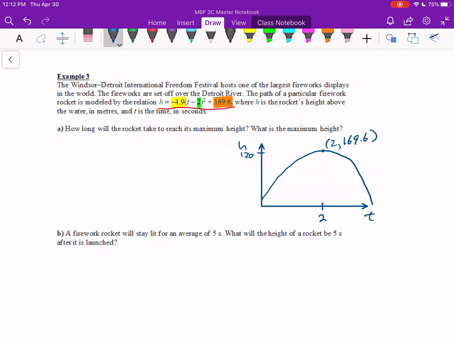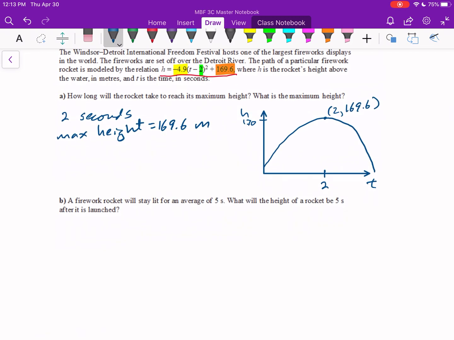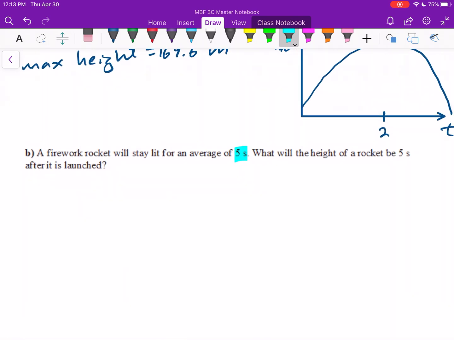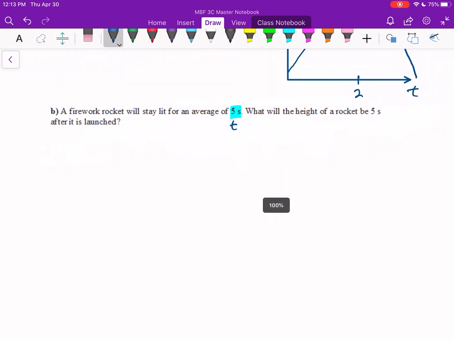Well, when you see it like that, then hopefully it's obvious. It'll take 2 seconds. And the max height is the y-coordinate of the vertex, 169.6 meters. A firework will stay lit for an average of 5 seconds. What will the height of the rocket be 5 seconds after it is launched? So this is another case where they are giving us a value to put into a variable. They're giving us a time. So they're telling us that they want to find out what h is when t is 5.